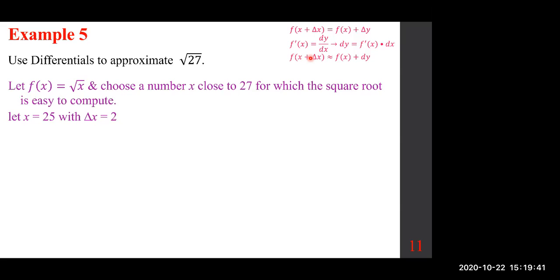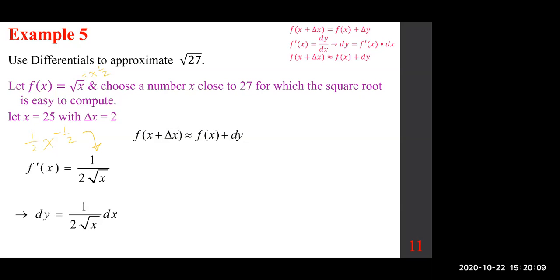So what do we want? f of x plus delta x is f of x plus dy. So we need f of x, we have it. We need dy. By now, you know that the derivative of the square root of x is 1 over 2 square root of x. I hope everybody remembers that. One easy way is to rewrite this as x to the power of 1/2. So the derivative becomes 1/2 x to the power of negative 1/2. And so dy is the same thing times dx. So f of x is the square root of x, and then dy is 1 over 2 square root of x dx.